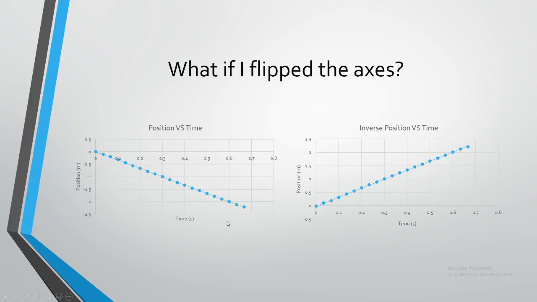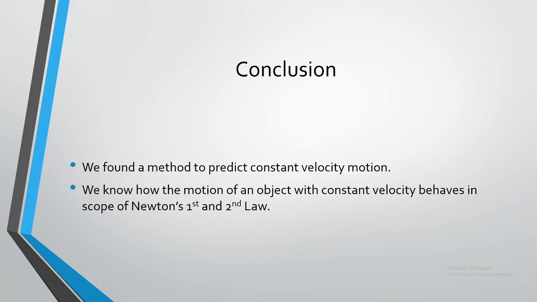Next, I'd like to address the question of what if I flipped the axes? Or in other words, what if instead of saying that the ball was moving in the negative x direction, it was moving in the positive x direction? And what happens is that the position and velocity vectors keep the same magnitude. It models the same relationship. However, the directions are inverted. So what does this all mean?